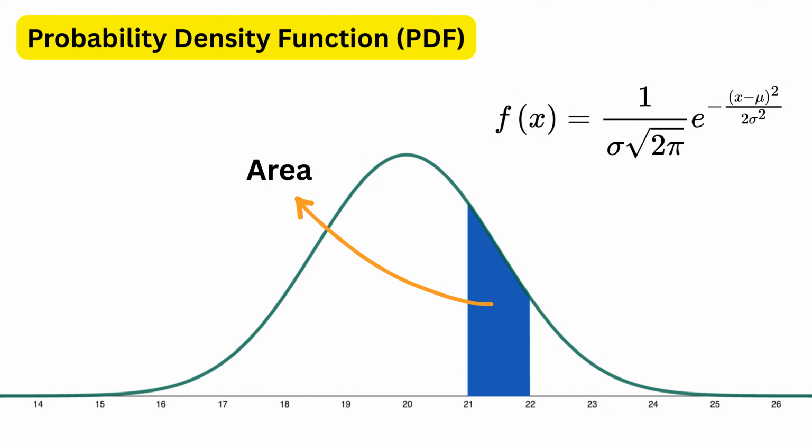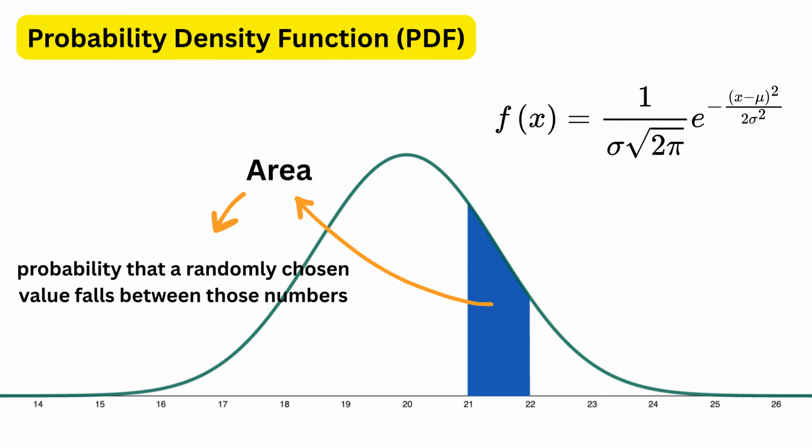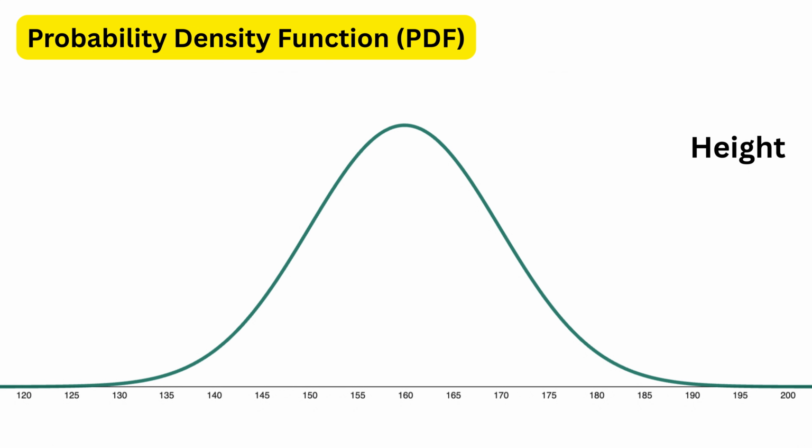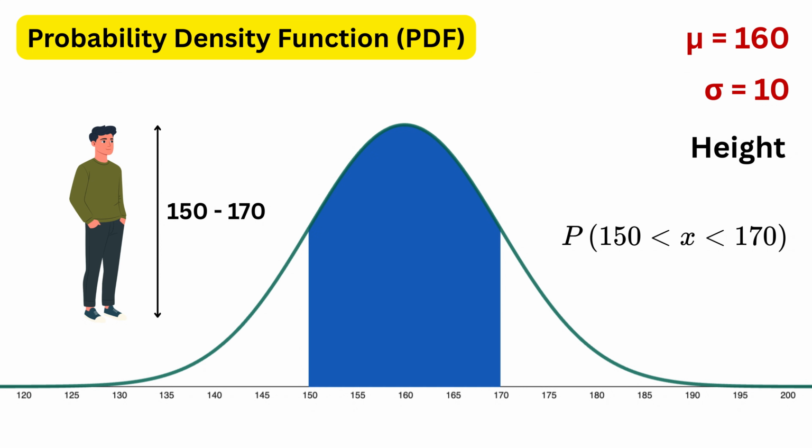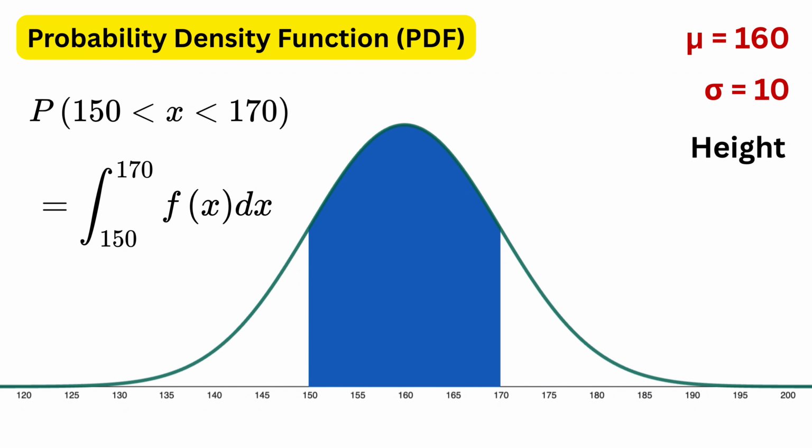Now here comes an important idea. The area under the curve defined by the PDF between 2 numbers equals the probability that a randomly chosen value falls between those numbers. As an example, suppose heights in a group have mean mu equal to 160 centimeters and standard deviation sigma equal to 10 centimeters. If you want to find the chance that a randomly chosen person has height between 150 and 170 centimeters, you look at the area under the PDF between those 2 points. Using integration, that turns out to be equal to 68%.